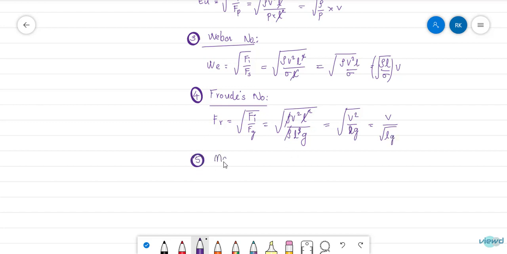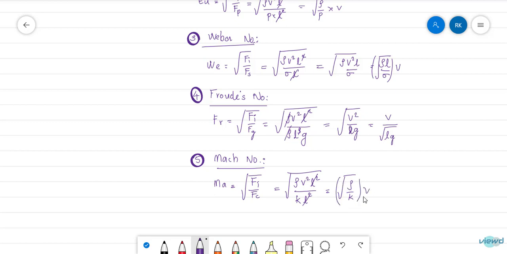And finally Mach number. So Mach number is equal to inertia force by compressible force. What is inertia force? Rho v square L square. Compressible force means bulk modulus into area. Area means L square. Under root of rho by k into v. So that is Mach number. Generally it is written as velocity divided by under root k by rho. So these are the 5 dimensionless numbers.